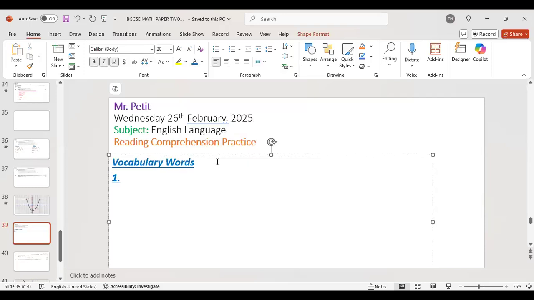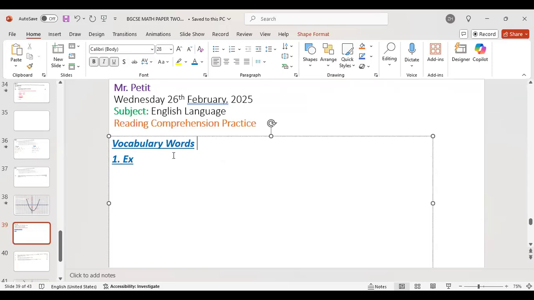The first one begins with E. X. I don't know if y'all want to guess. Express? No. Explanation? No. Exploring? Exploration? Exploitation. Who said that? Exploitation. All right. What do we mean by exploitation?